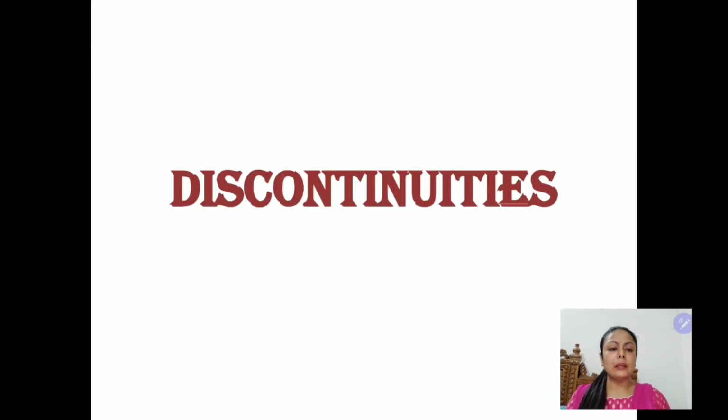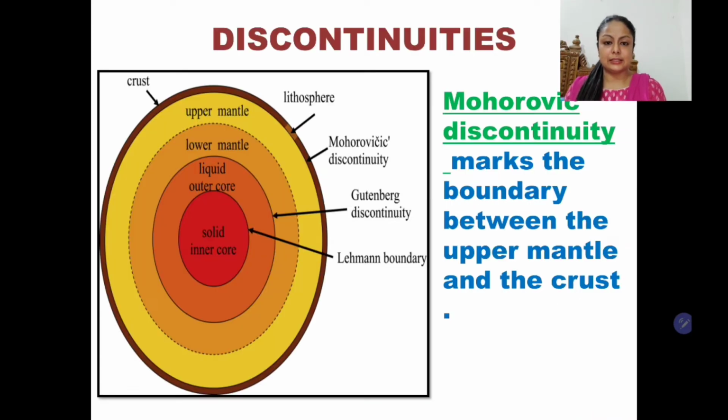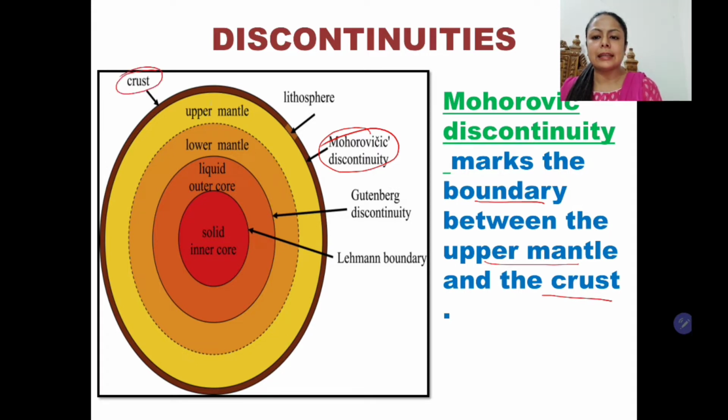So students, now we learn about the discontinuities. Discontinuities simply mean the zone of transition or the boundary, we can say. The Mohorovicic discontinuity marks the boundary between the upper mantle and the crust. So the boundary between the crust and the upper mantle is called the Mohorovicic discontinuity. Here you can see.